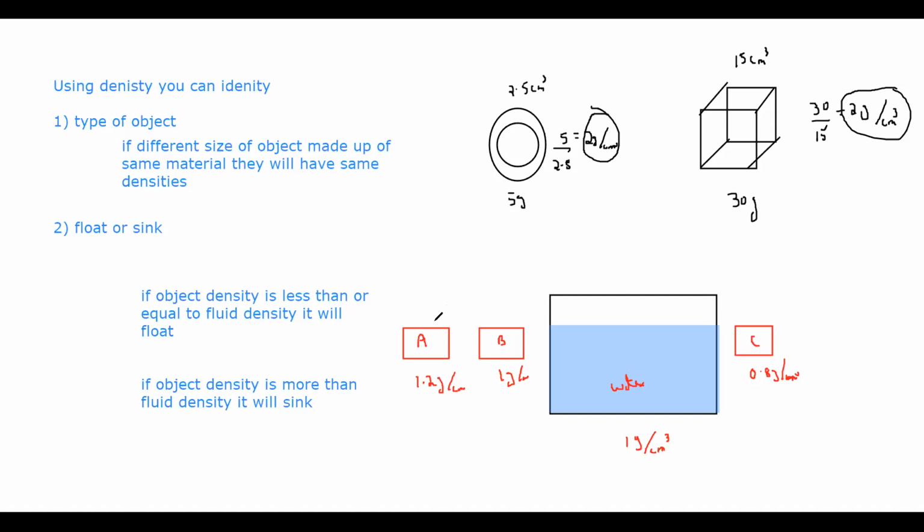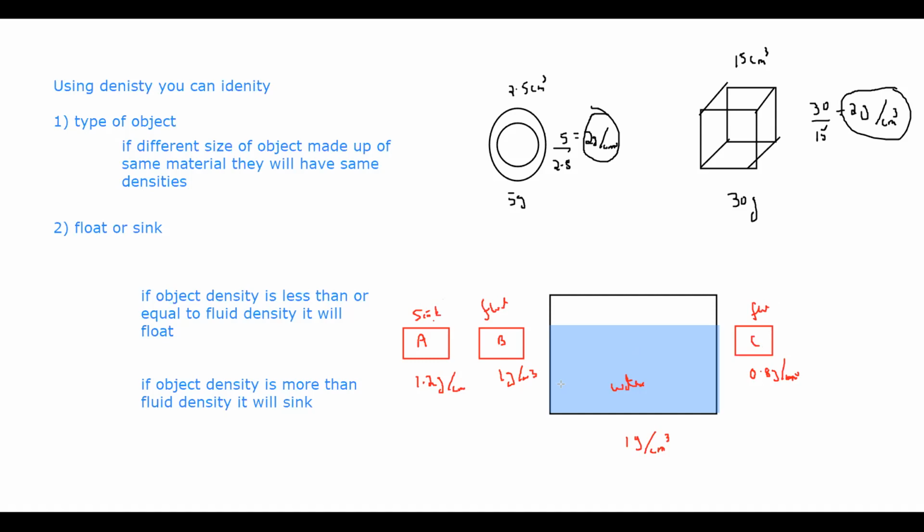If I add this A into a container, it will sink. What about B? It's 1 gram per centimeter cube, so it will float. And what about C? That will also float. But what difference will you find between B and C?